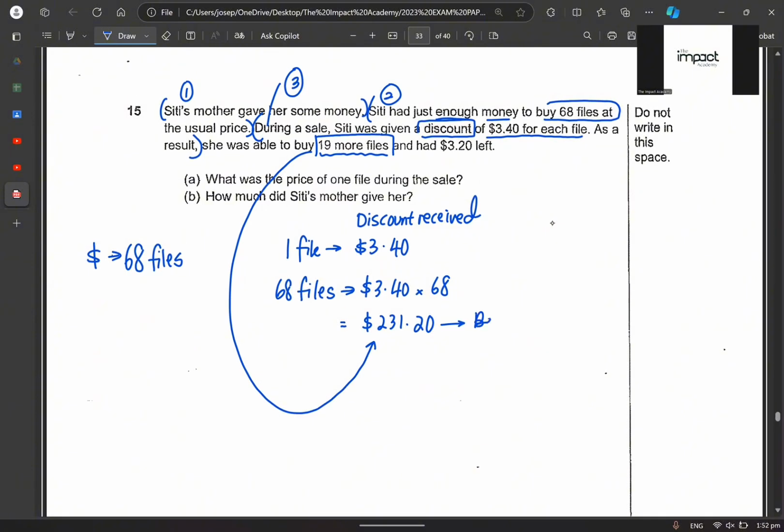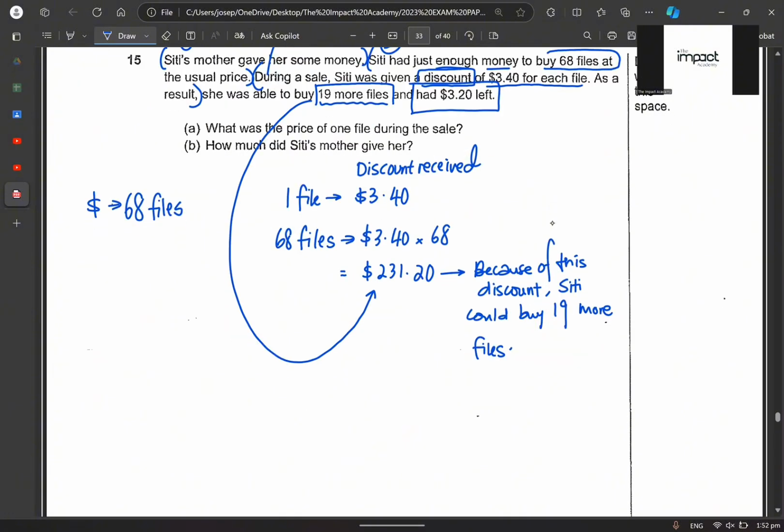discount, Siti could buy 19 more files. And not just 19 more files, but also had $3.20 left. That means she did not spend everything. So how much did she spend on the 19 files?